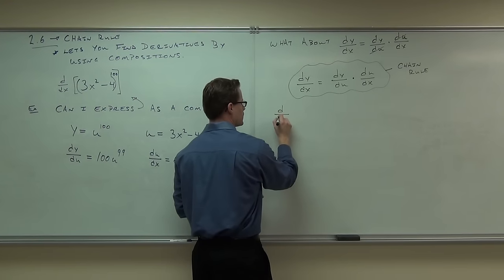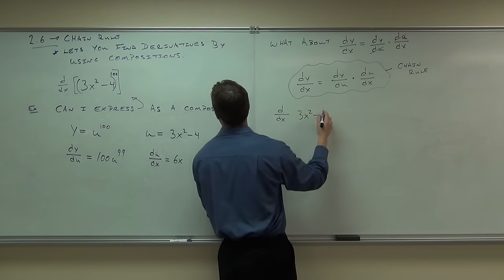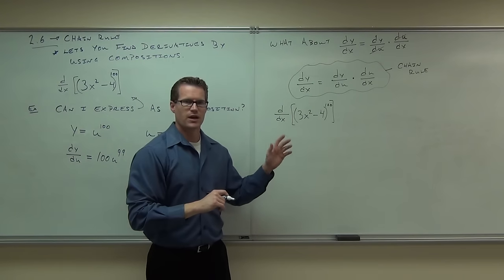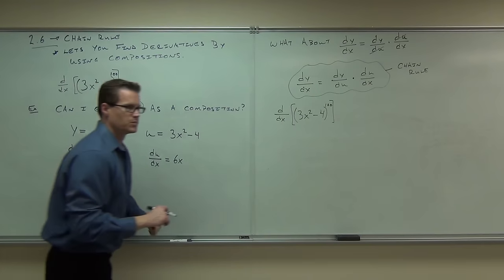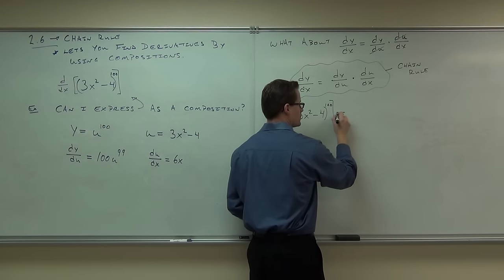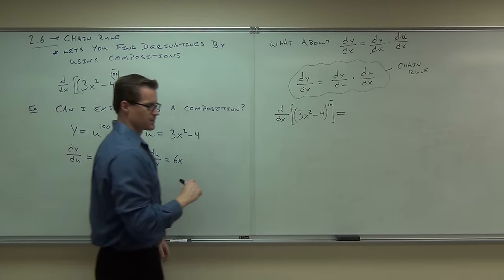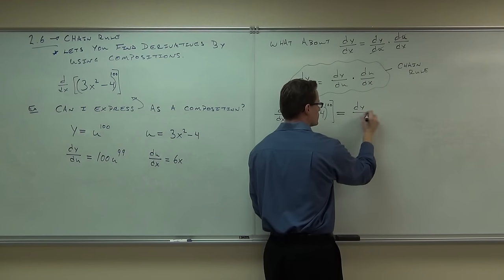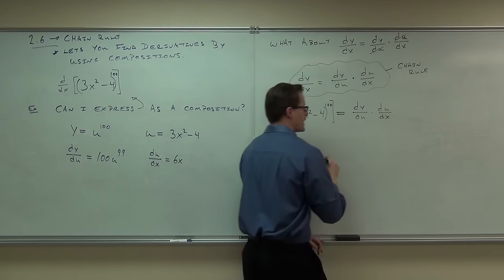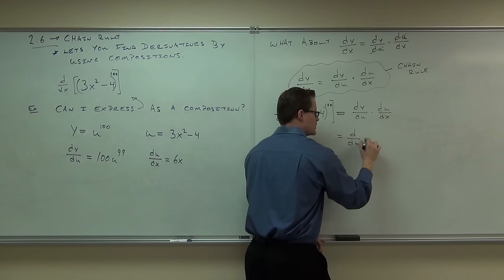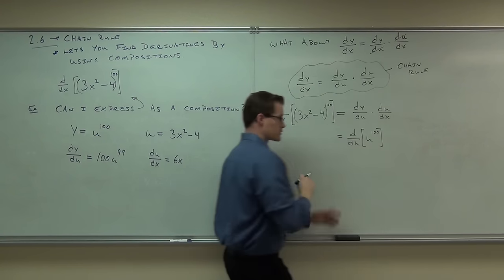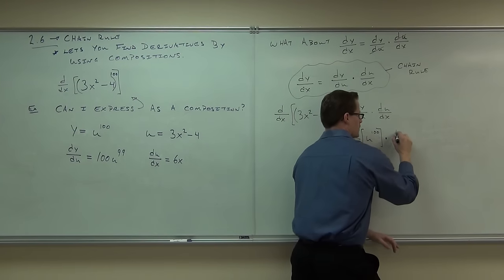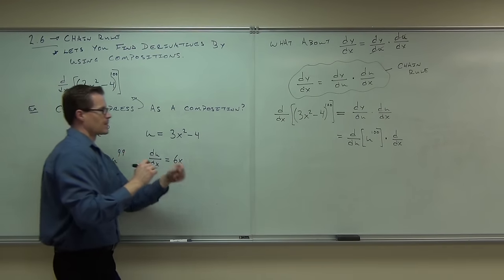So when I ask you for the derivative with respect to x of 3x squared minus 4 to the 100th power, who cares where you got that from? Can you do the derivative? Here's what it says. It says take your dy du, that's this. Take your dy du times your du dx. In our case, that's the derivative with respect to u of u to the 100th. That's where we got this, right? Derivative with respect to u of u to the 100th. Are you seeing where that's coming from? Then it says times the derivative of the inside, the 3x squared minus 4. That's the du dx.